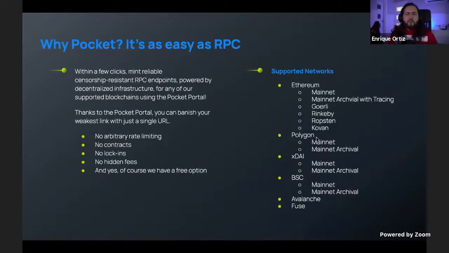Now, why then use the portal? Because it's easy, it's convenient, and you're actually using a decentralized infrastructure provider, and you're helping the network grow, right? Basically, it's just a few clicks, and you can mint a reliable, censorship-resistant RPC endpoint powered by decentralized infrastructure, right? Now, the interesting part is that we're minting it. So that means that your application is actually running in the Pocket network, is getting staked, and you're actually using it. You're driving relays to the network. You're contributing to the growth of the network just by using us.